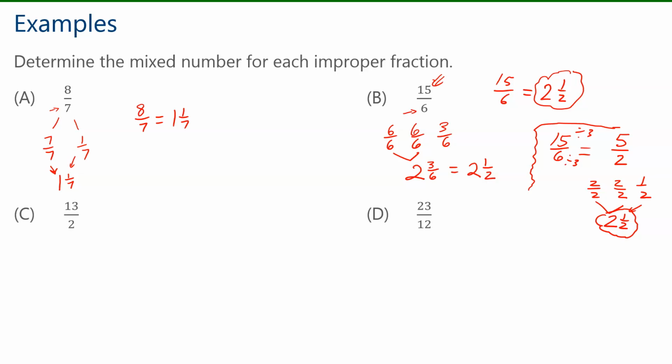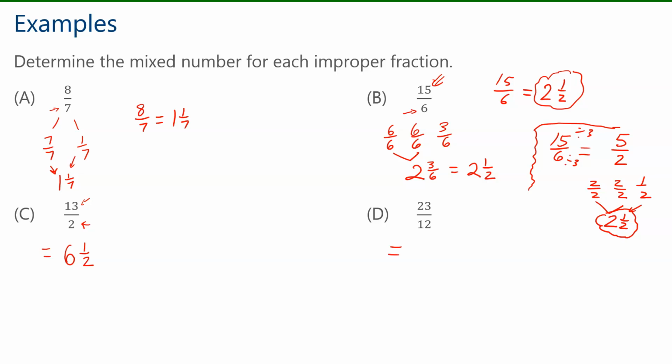In C, our numerator is 13, and our denominator is 2. What I'd like for us to think about here is how many full groups of 2 can you get out of 13? Well, you can get 6 full groups of 2, because 6 times 2 is 12. And 12 is 1 away from 13, so what I'm left with then is a half. So 13 over 2 is the same thing as 6 1/2.